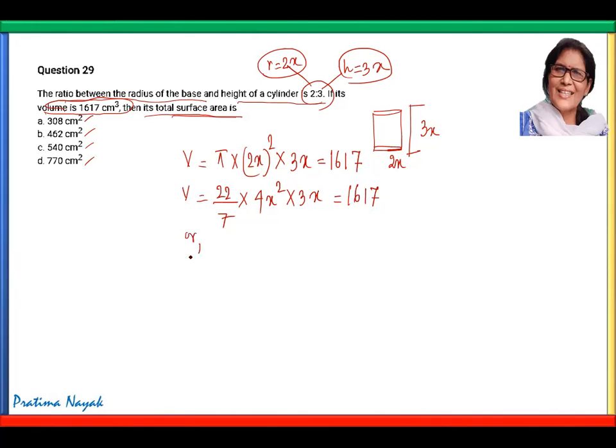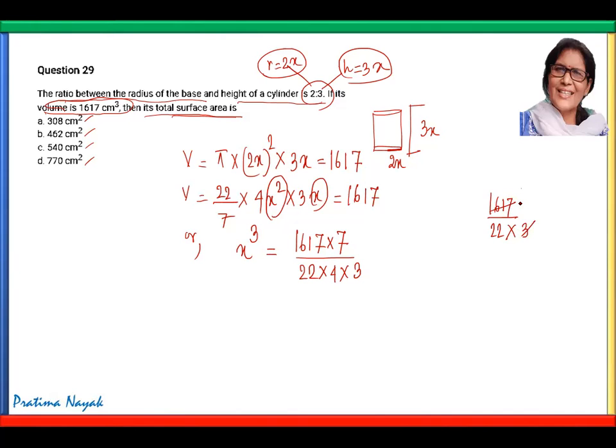Now x square into x, this gives you x cube, is equal to, numbers I am taking to right side. So 7 will be multiplied in the numerator and 22, 4, 3 will be multiplied in the denominator. Next we'll simplify. Now how to simplify? Here either you can cancel 1617 with 3 or with 11, 22, 4 into 3. So let us simplify first 3.